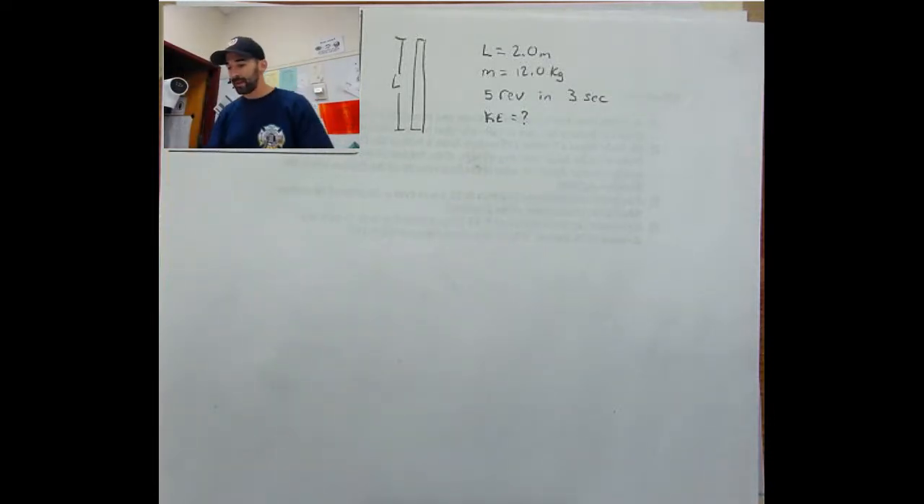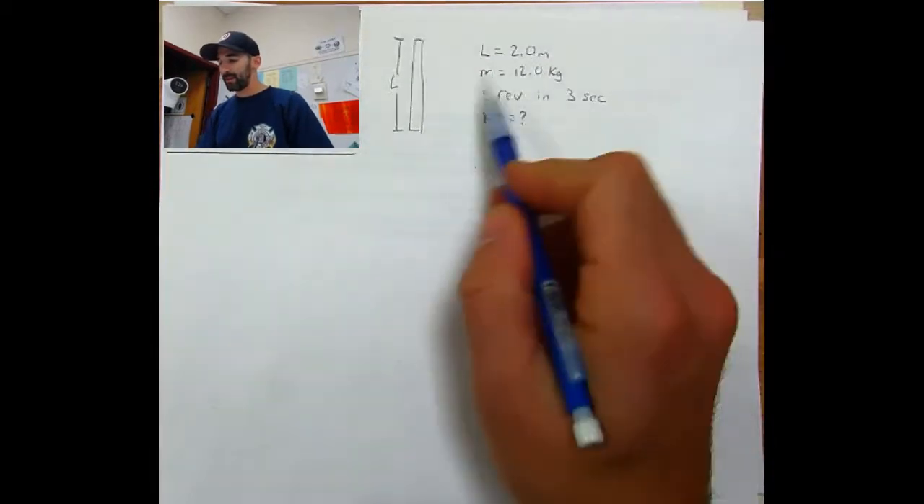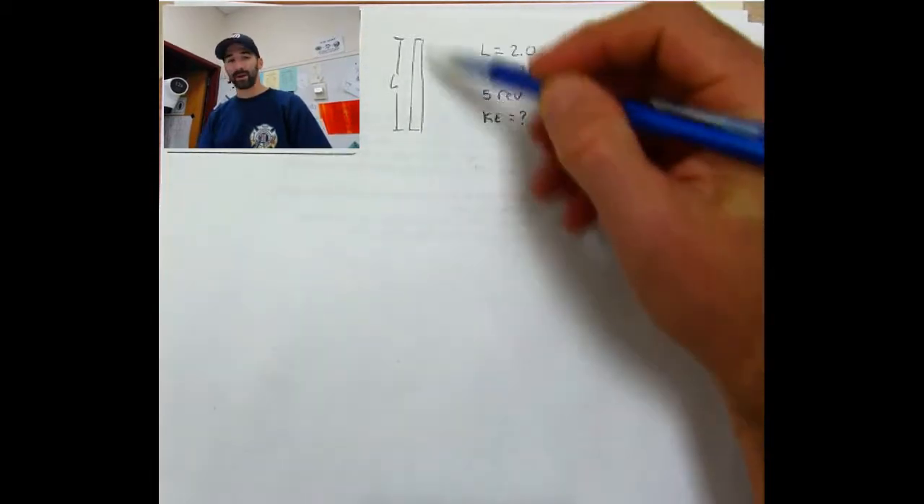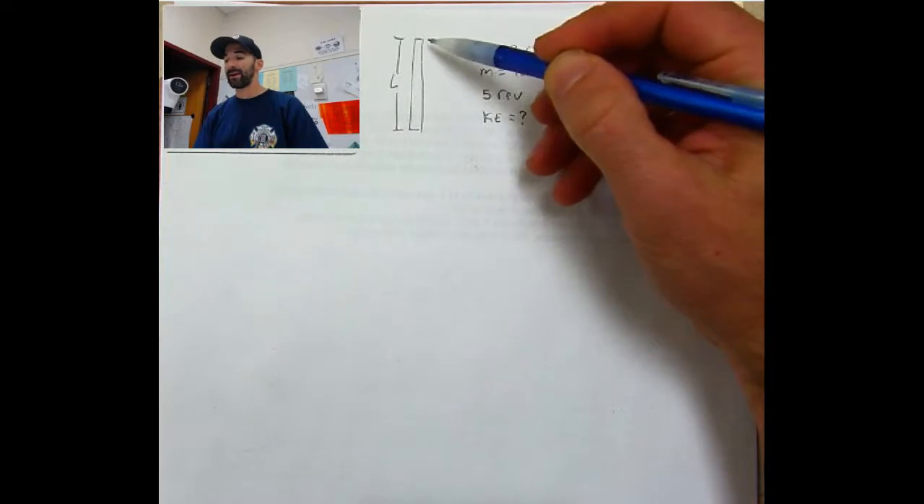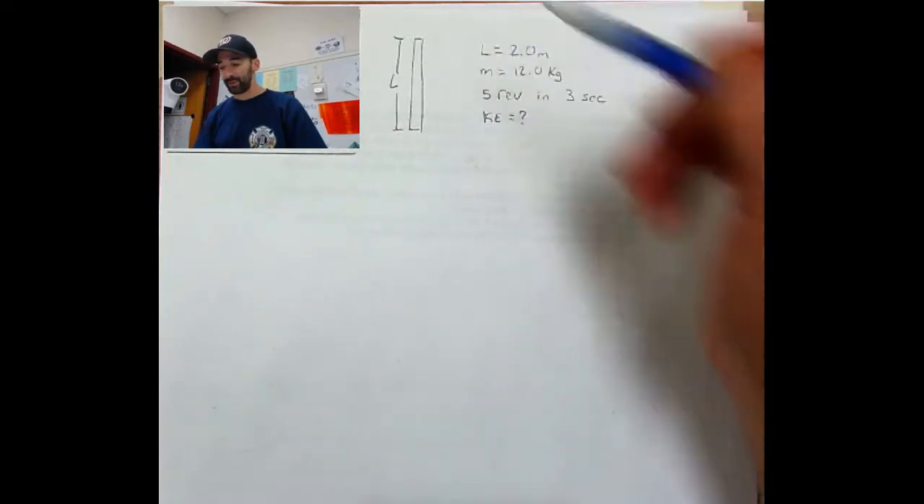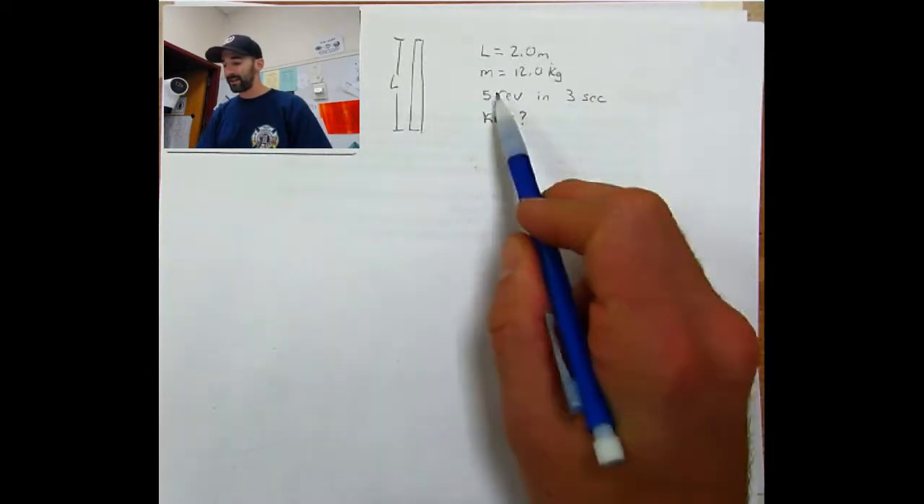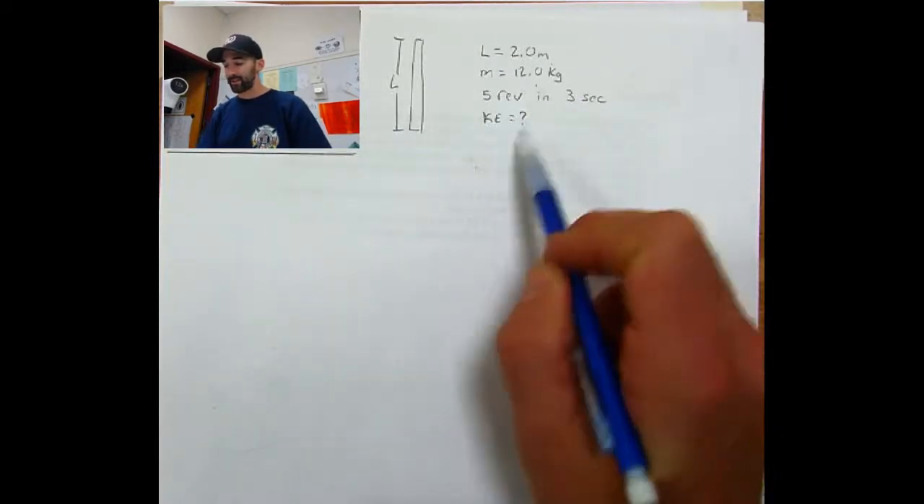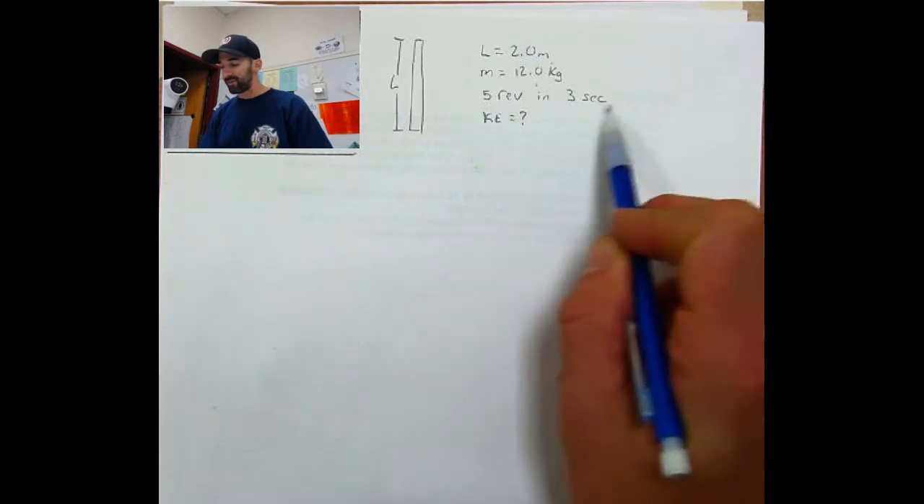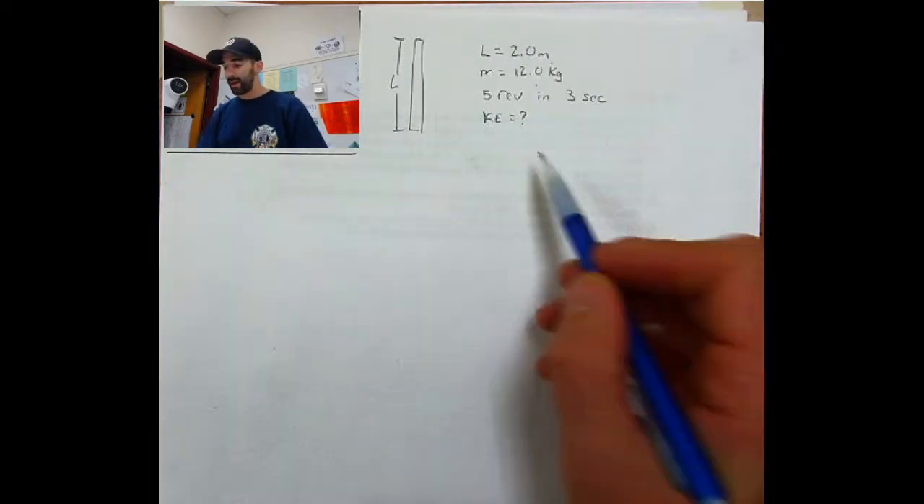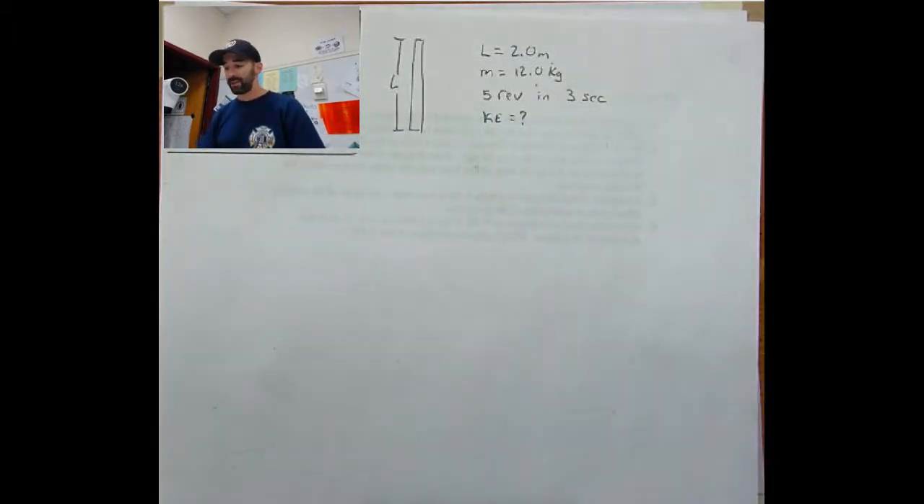So here we have the problem set up. The given parameters are, we have some bar, a uniform bar where the mass is uniformly distributed in the bar of length L. They tell us the length is 2 meters. They tell us the mass is 12 kilograms. And they give us 5 revolutions in 3 seconds. So they want to know what's the kinetic energy of the bar.